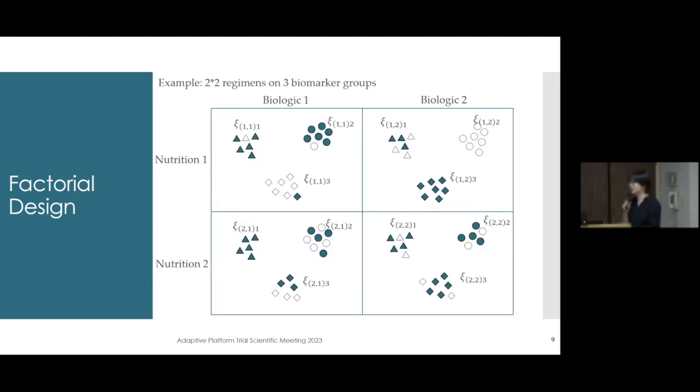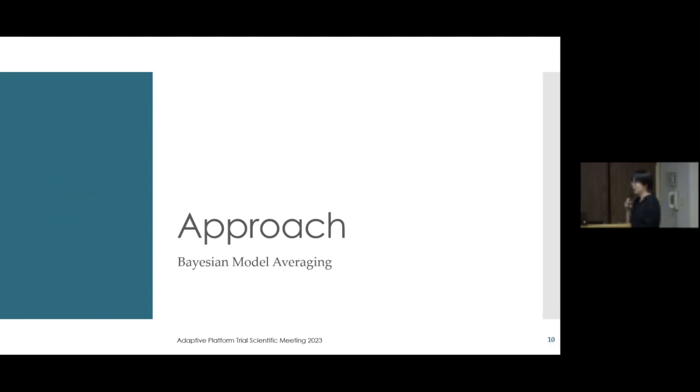And this picture shows a 2x2 factorial design. Say we want to explore the combination of two biologics and two different nutrition supplements. And these regimens are tested on three biomarker groups shown in different shapes. The response rates are shown as the proportion of colored shapes. So here, if we don't allow for any information sharing, we will have 6 different response rates to estimate, which is not very efficient. So to reduce the parameters, one natural thought is that if the responses of two subgroups are similar enough, we want to pool them together and estimate a common response rate.